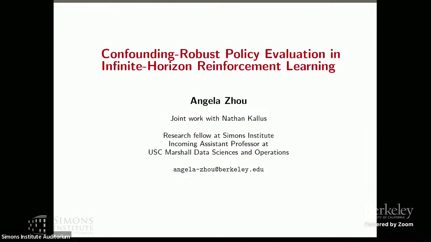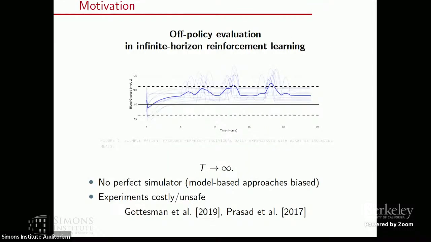Okay, great. I'll be talking today about confounding robust policy evaluation in infinite horizon offline reinforcement learning. So the motivation of this work is the study of offline reinforcement learning, and you can think about this as infinite horizon longitudinal causal inference.